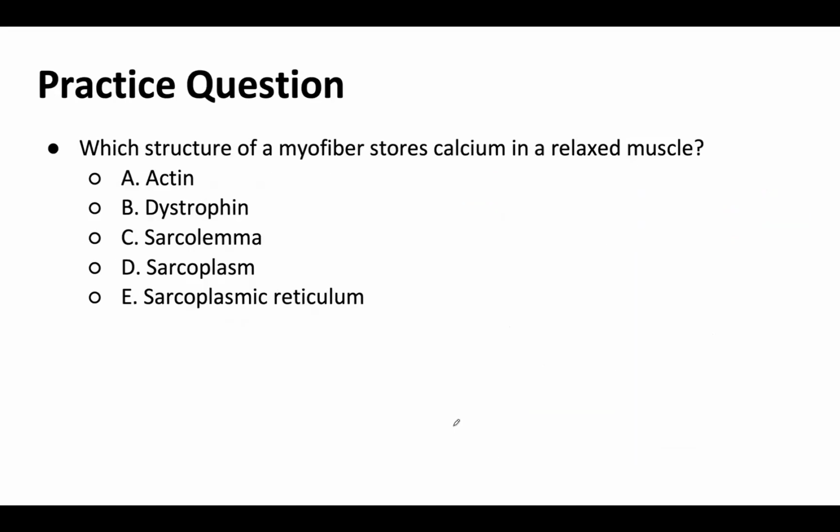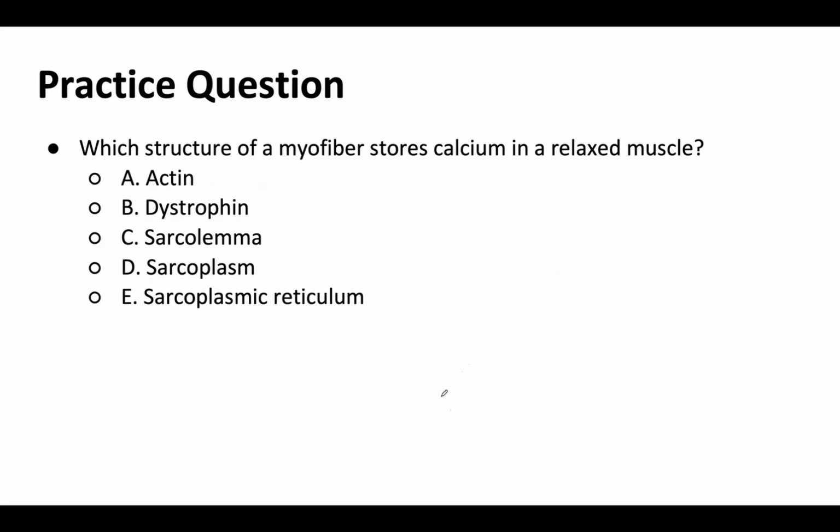All right, excellent. That was a long one with a lot of info. So take your time in terms of reviewing those learning objectives. But let's work through a practice question together. Which structure of a myofiber stores calcium in a relaxed muscle? What do you think?